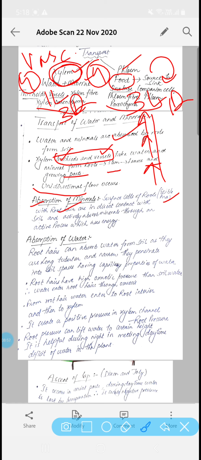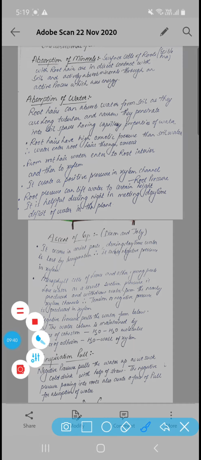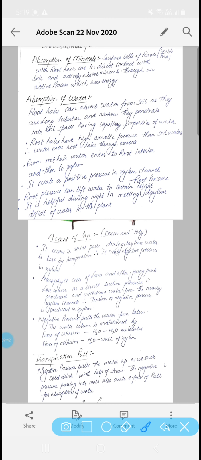As they are in direct contact with the soil, they actively absorb minerals, and the process by which they absorb the minerals is an active process which uses energy. So the absorption of minerals is done with the help of root hairs by active transport. Active transport means that here energy is being used. But if we talk about the absorption of water, root hairs can also absorb water from the soil along with the minerals.